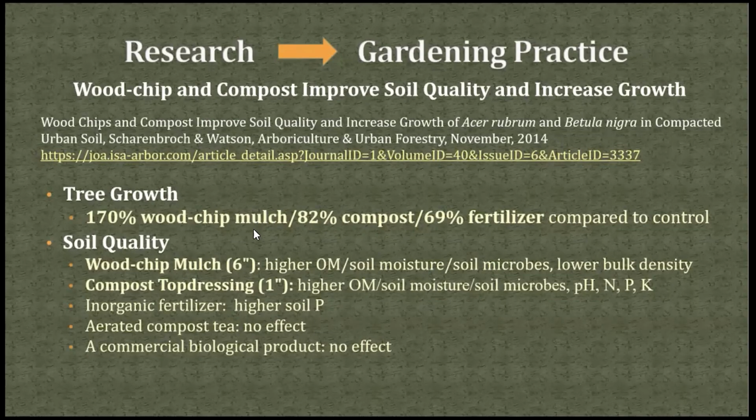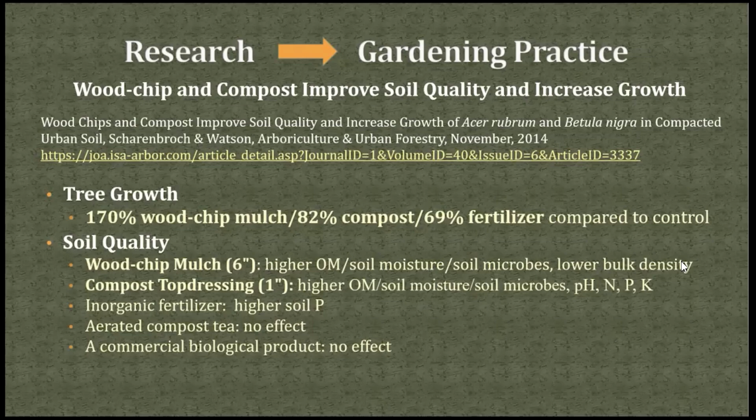Now let's take a look at soil quality. In the wood chip mulch group, the soil showed higher organic matter, higher soil moisture, higher soil microbe numbers, and then lower bulk density. Well, what's bulk density? Bulk density is a way to measure how much space there is in soil. So if we have a low bulk density, that means we have more space in soil. And this to me is significant.